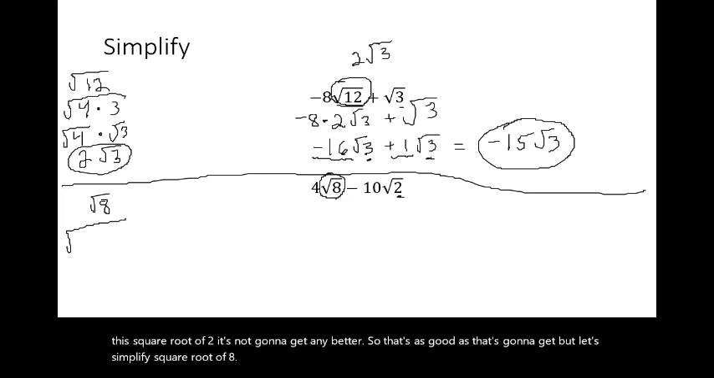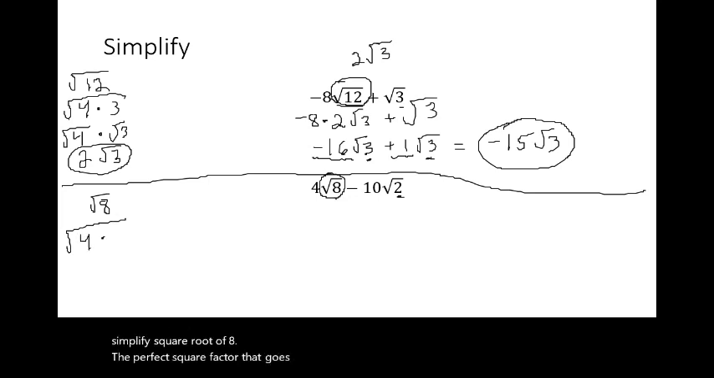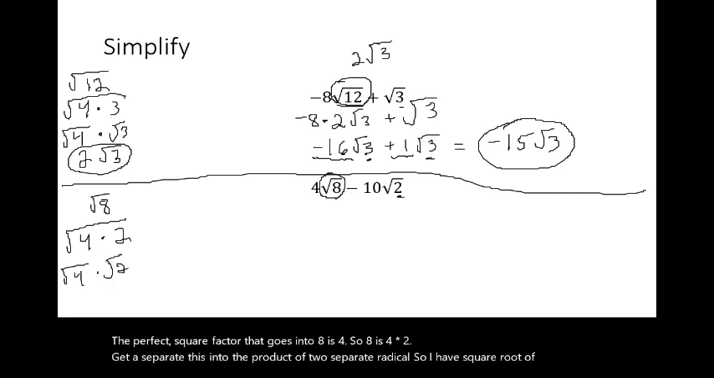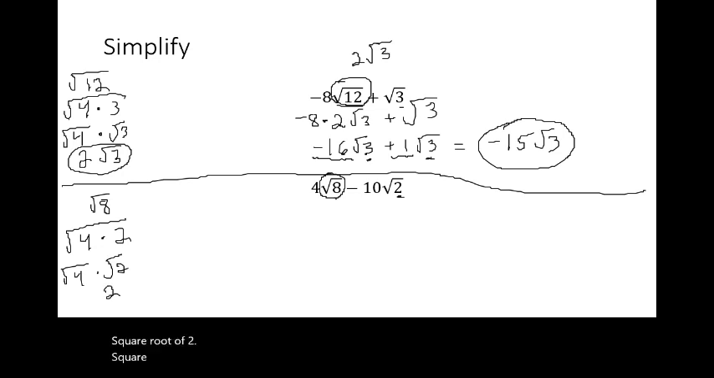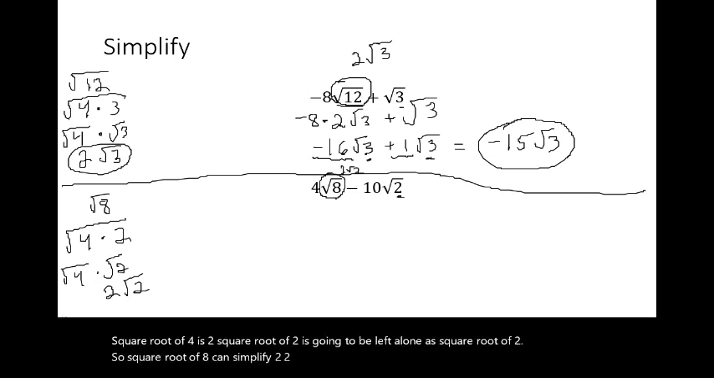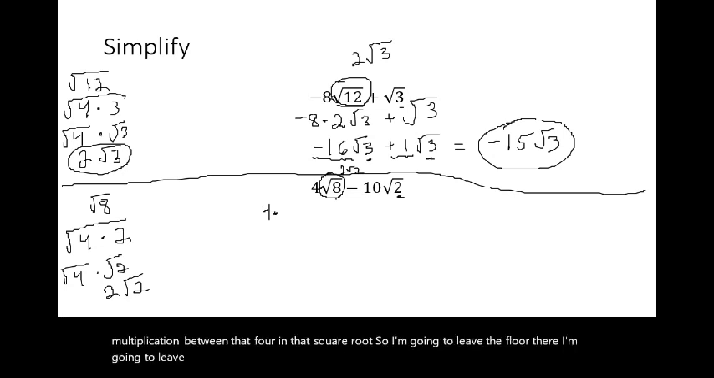The perfect square factor that goes into 8 is 4, so 8 is 4 times 2. Going to separate this into the product of two separate radicals, so I have square root of 4 times square root of 2. Square root of 4 is 2. Square root of 2 is going to be left alone as square root of 2. So square root of 8 can simplify to 2 square root of 2. So again, remember there's hidden multiplication between that 4 and that square root, so I'm going to leave the 4 there, I'm going to leave the multiplication there, and I'm going to replace 8 with its simplified version, 2 square root of 2.